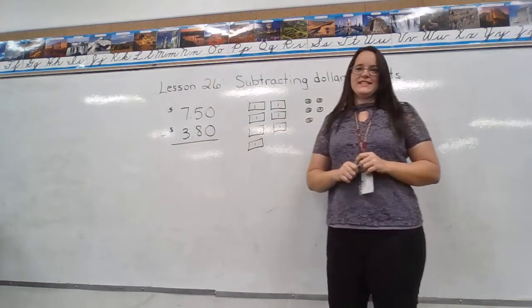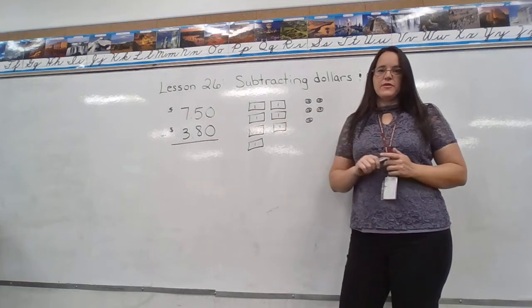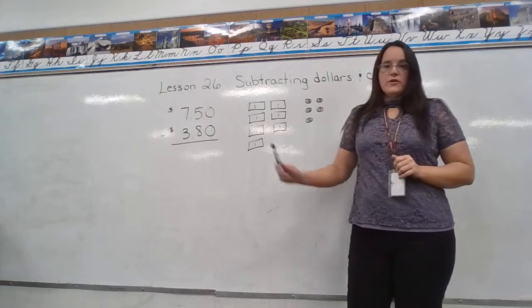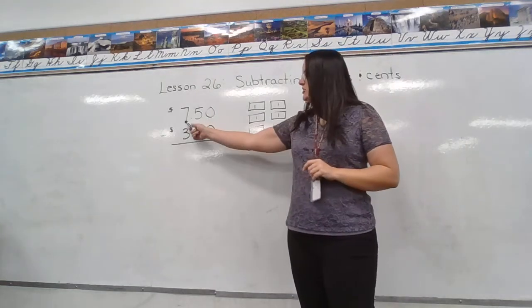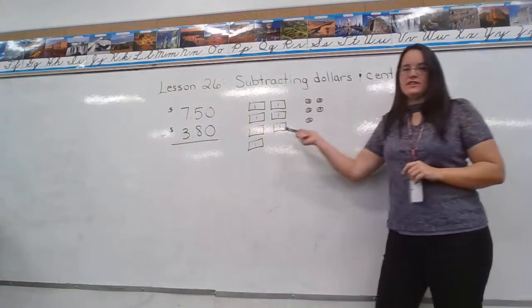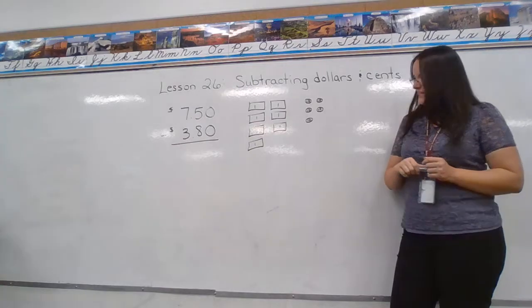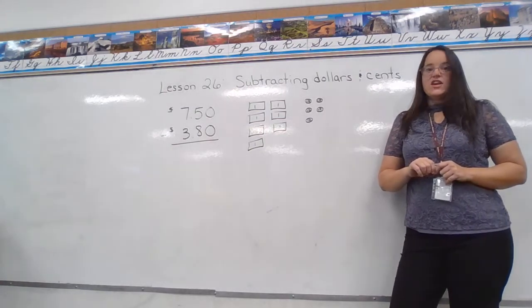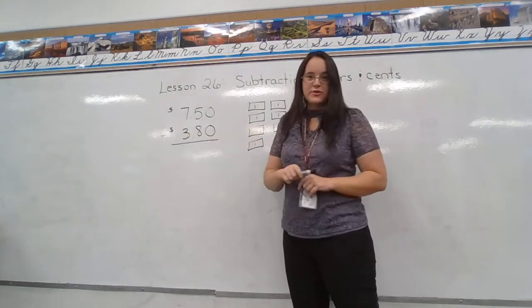Class, today we're on lesson 26 of Saxon Book 3, and today we're going to be subtracting dollars and cents. So, for my first example, Maribel went on a field trip, and she took $7.50, and over here I've drawn the money, $7, 5 dimes, 50 cents. She spent $3.80 on lunch. So, spent, we have to subtract here.